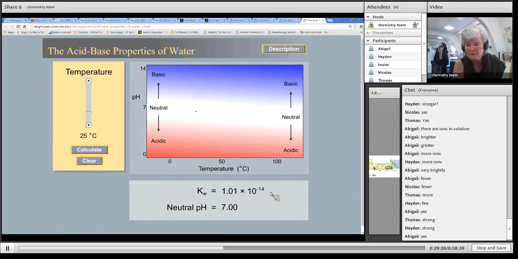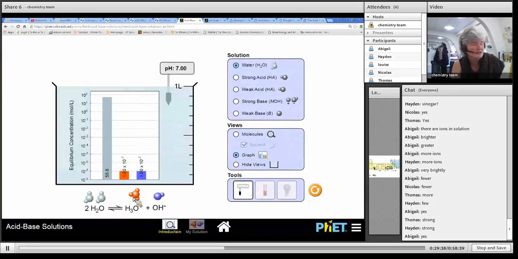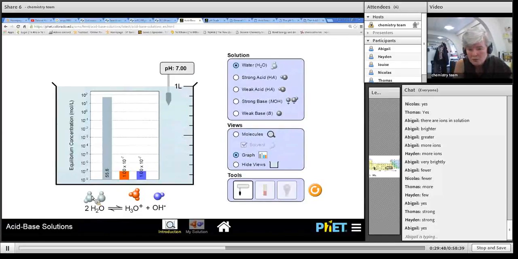Because remember, my equilibrium constant is products over reactants. So the concentration of products multiplied together divided by the concentration of the reactants multiplied together. So what does that tell you if Kw is so small about the concentration of these ions? They're very small, very few, so it's a much smaller proportion of the products. Well done, Abigail.